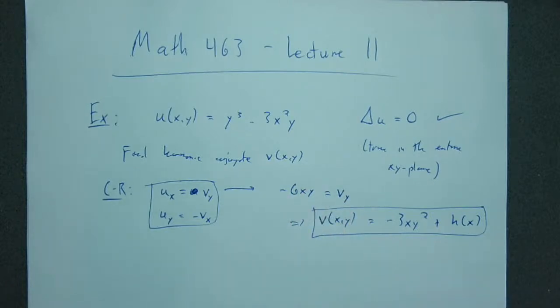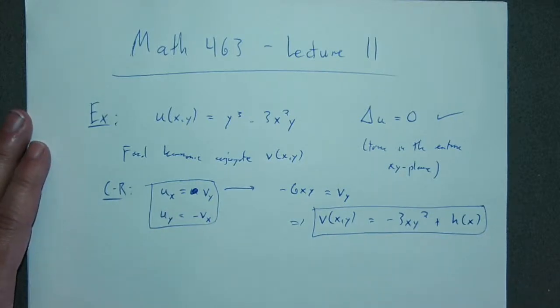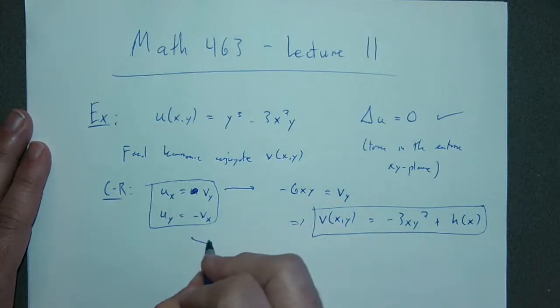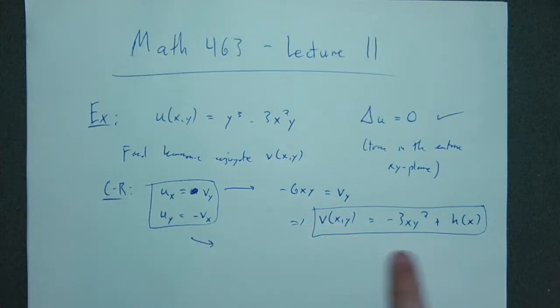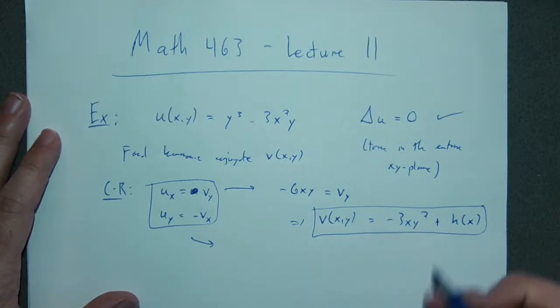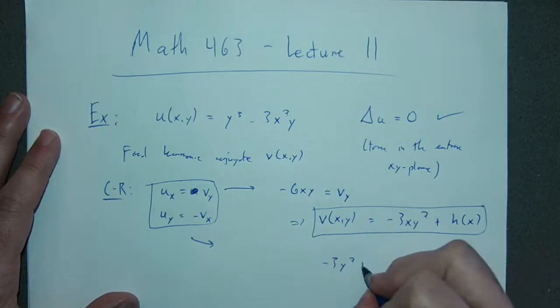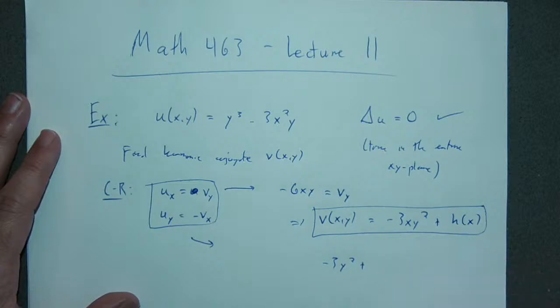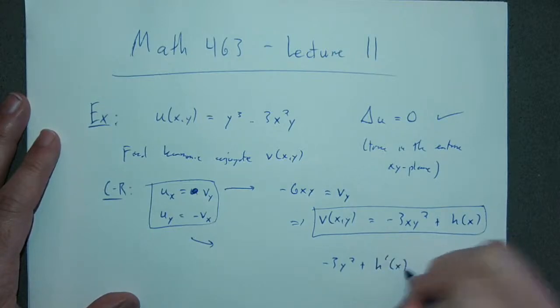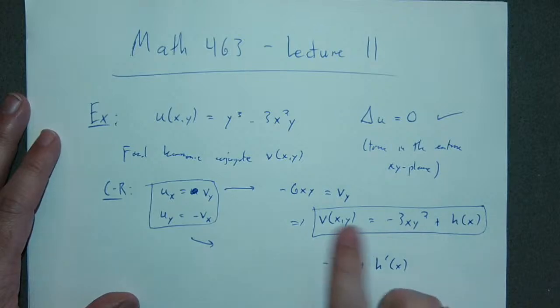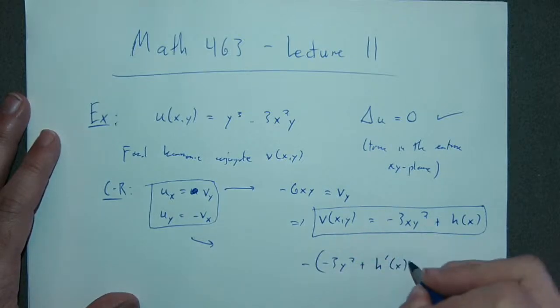But of course, this v doesn't just have to satisfy the first equation, it also has to satisfy the second one. So now that we've found this form that v takes, we apply the second Cauchy-Riemann equation. I take the x partial of this thing. The x partial is going to be minus 3 y squared plus the x partial of a function h of x, which is actually just the full x derivative of that thing, h prime of x.